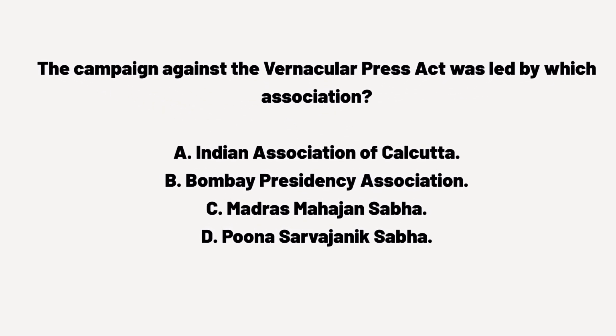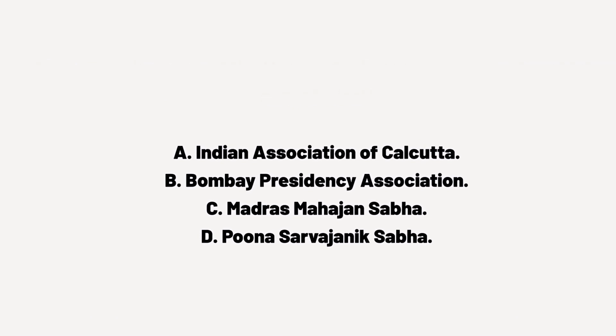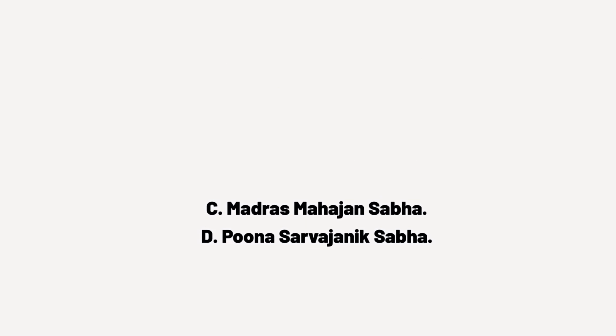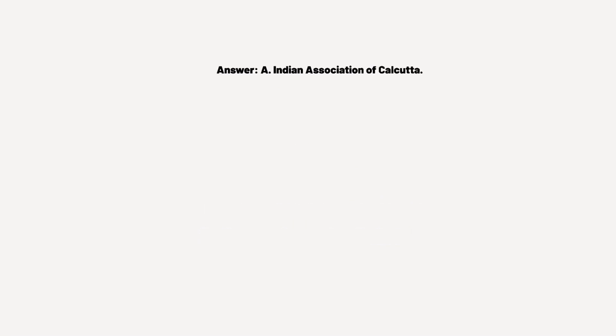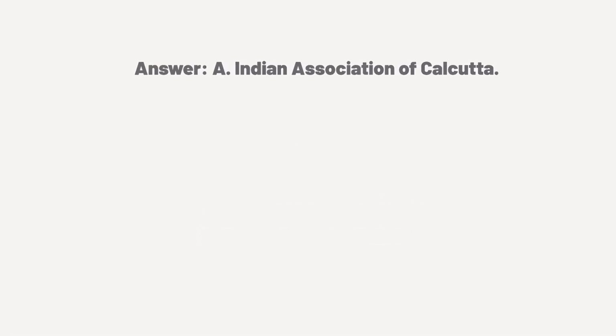The campaign against the Vernacular Press Act was led by which association? A. Indian Association of Calcutta. B. Bombay Presidency Association. C. Madras Mahajan Sabha. D. Pune Sarvajanik Sabha. Answer: A. Indian Association of Calcutta.